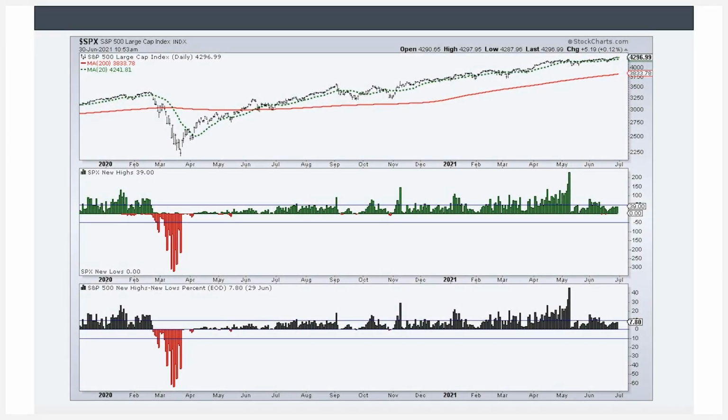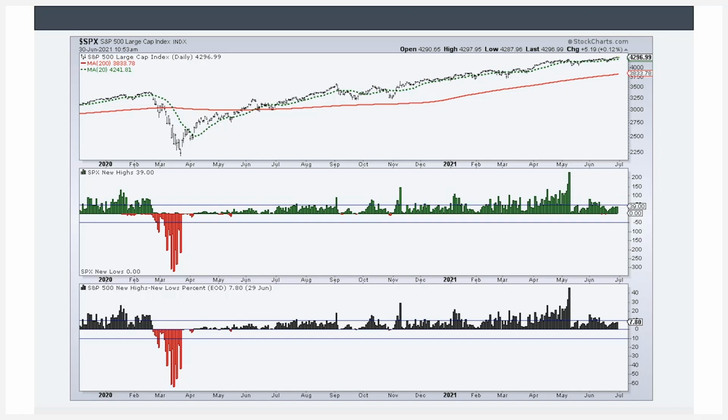So now we have new highs and new lows. We saw that the advance-decline line is in a clear uptrend. If we look at new highs and new lows, this indicator is also bullish, because if a stock is making a new high, it's in a strong uptrend and it's leading. If it's making a new low, it's in a strong downtrend and it's lagging. That is bearish.